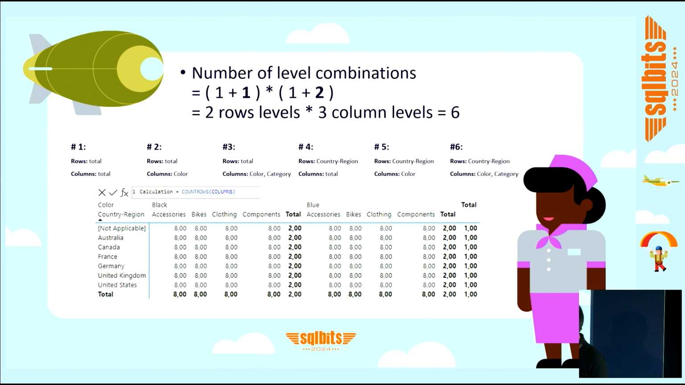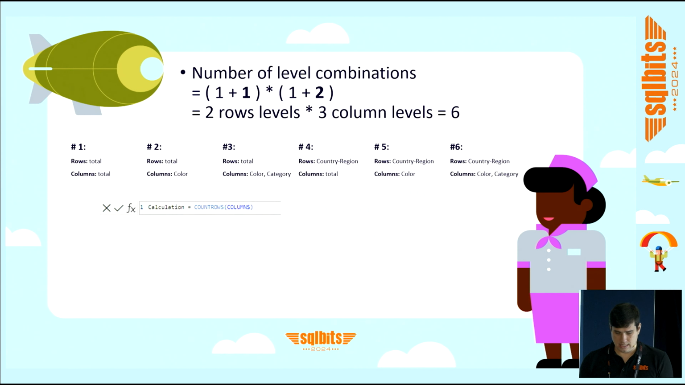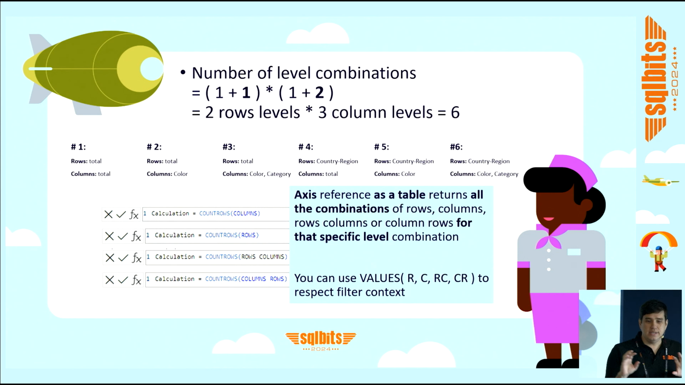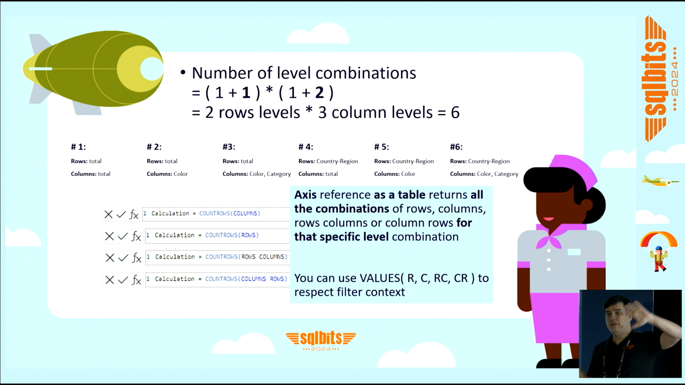which only filters by columns or either black or blue, and 1 for the grand total. All right. So when you use an axis reference, rows, columns, rows, you see all the possible combinations for the current level without filter.